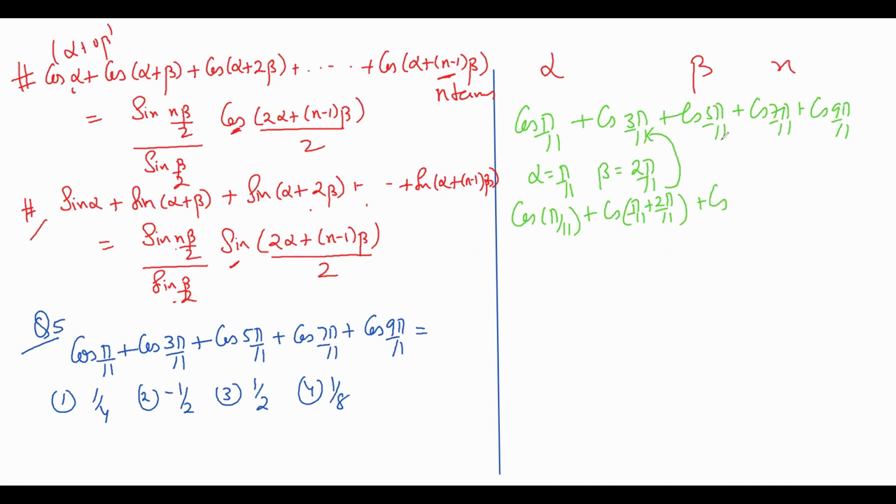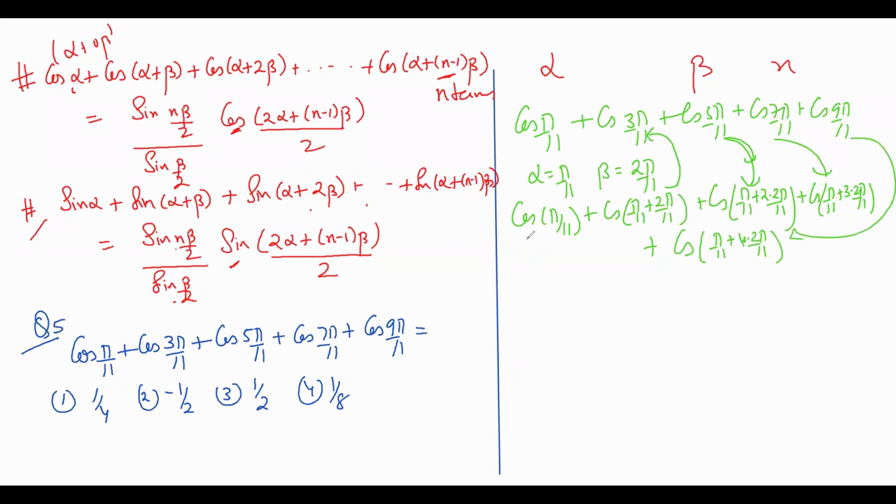Next, this 5 is replaced by pi by 11 plus 2 into 2 pi by 11, that is 4 plus 5. I think it's clear to you. Next is pi by 11 plus 3 into 2, that is 6 plus 1, 7. And the next one is cos pi by 11 plus 4 into 2, that is 8 plus 1. So I think this is clear to all of you.